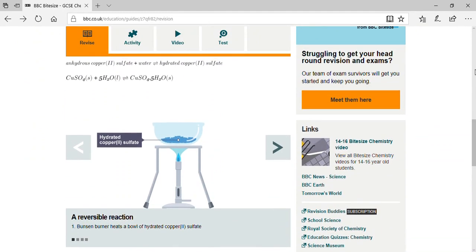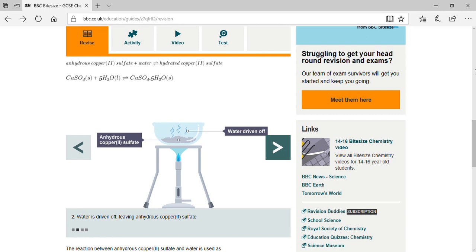Yes, so here you can see that in this reaction, hydrated copper sulfate is in the bowl, that means it contains water in it, okay? When you burn the Bunsen burner, it will heat the bowl of hydrated copper sulfate, then whatever amount of water is in the copper sulfate will vaporize, okay? And when water is driven off, then the remaining is anhydrous copper sulfate, that means there will be no water, okay?